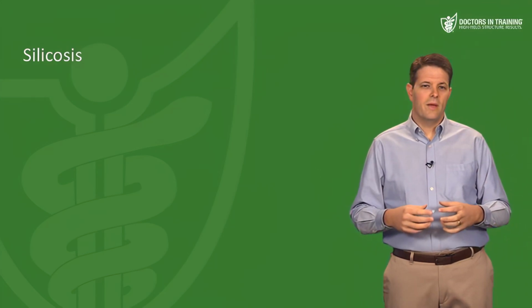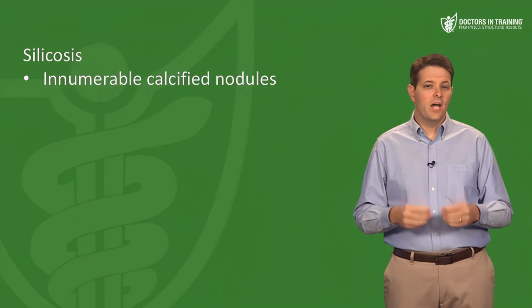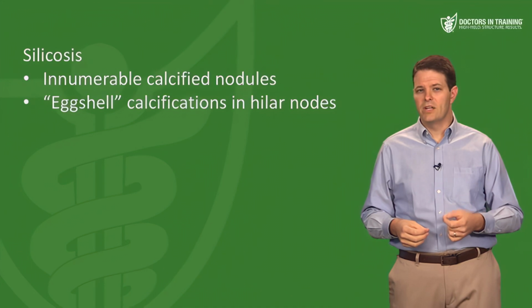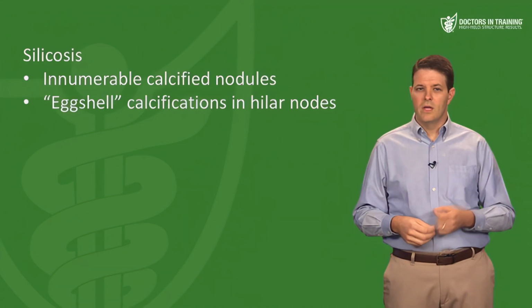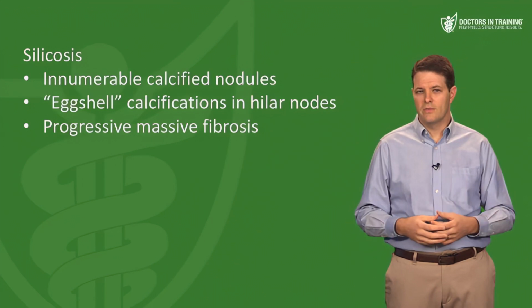So these patients get innumerable tiny nodules, especially in the upper lobes, and these nodules can become calcified. You may also see eggshell calcifications in the hilar lymph nodes. And eventually, the inflammation can result in progressive massive fibrosis.